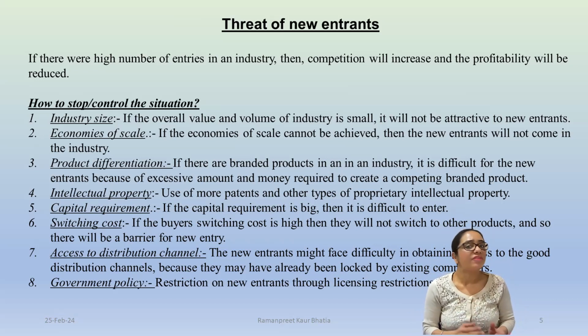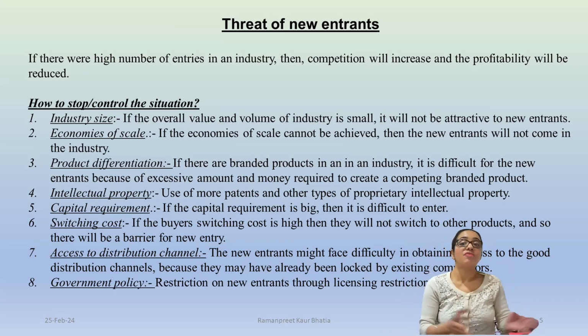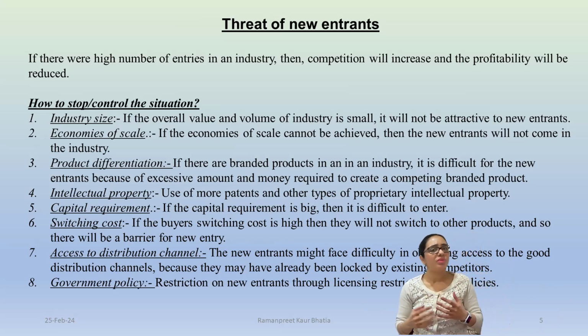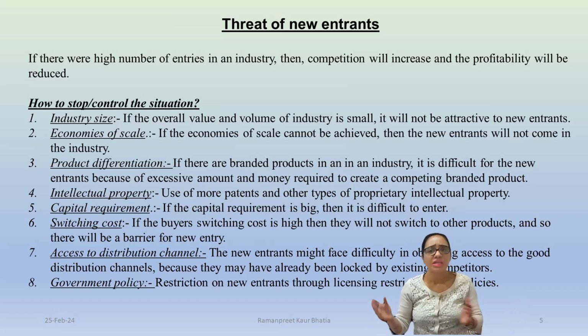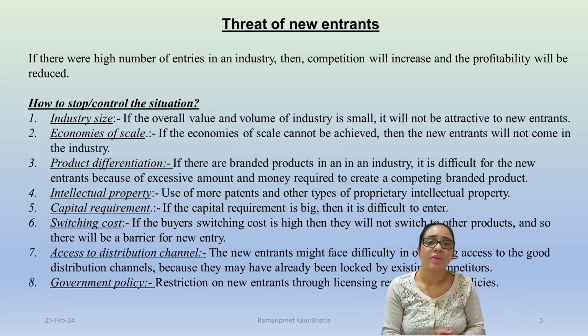The second one is, if the economies of scale cannot be achieved, the new entrants will not enter the industry. The big companies have more resources. They can produce in large scales. They can achieve those economies of scale. They can make some advantages because of economies of scale. Their cost of production is low because they're producing in large quantities. Hence, only big companies in this case can enter the market.